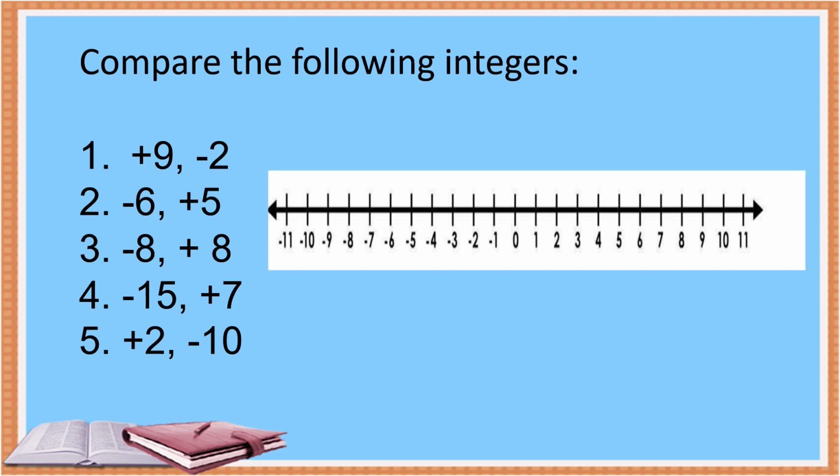Negative 6 or positive 5? The answer is positive 5. Again, positive numbers are greater than negative numbers. Number 3, negative 8, positive 8. Which is greater? The answer is positive 8. Why? Because positive numbers are greater than negative numbers.